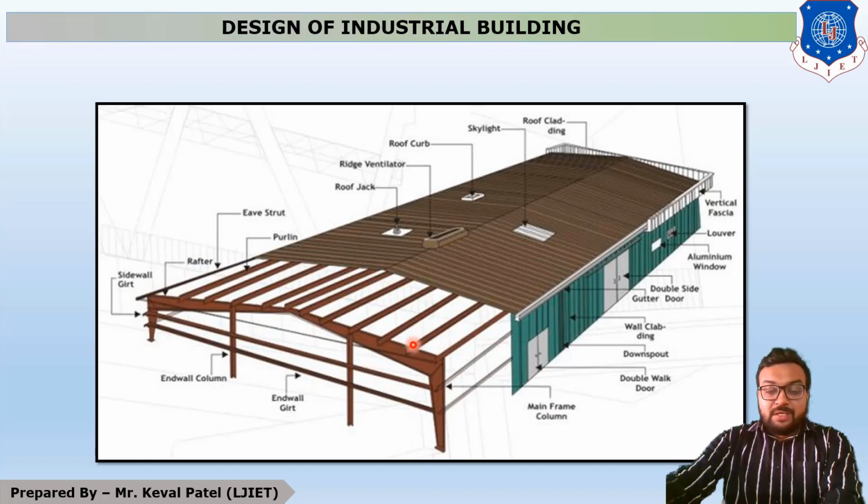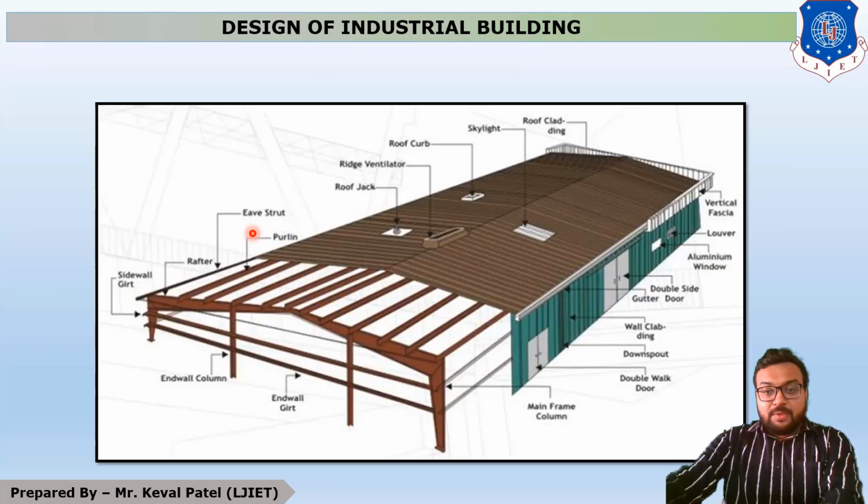Now this is called a purlin. The member which supports the roofing material is called a purlin. The topmost purlin is called the ridge point. So this is the ridge point. You can see that this is the ridge ventilator, and the last purlins at both ends are called eave purlins. You can see that over here it is the eave purlin.